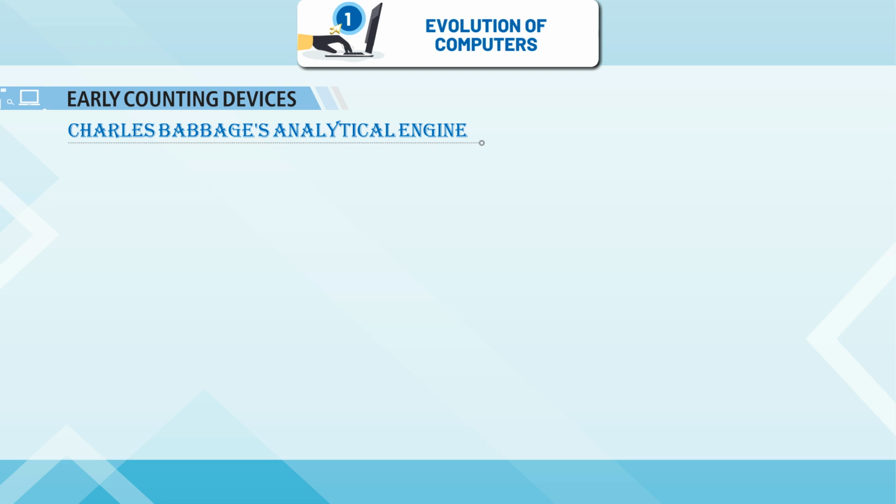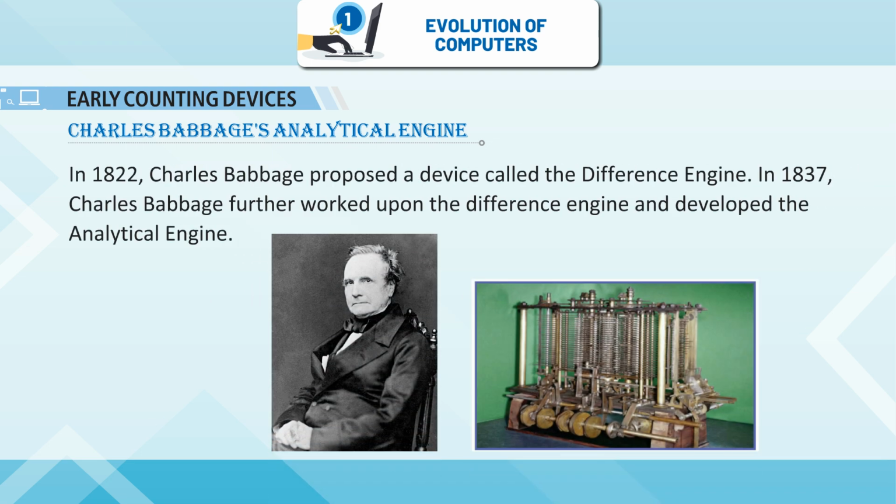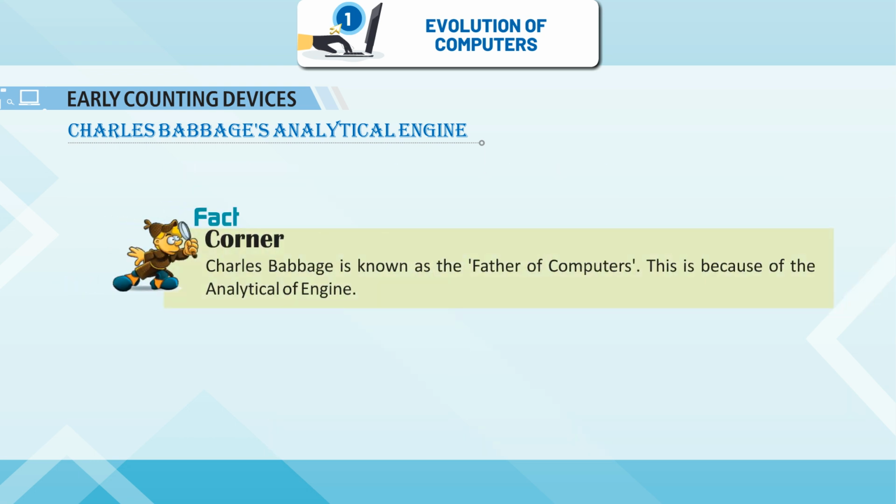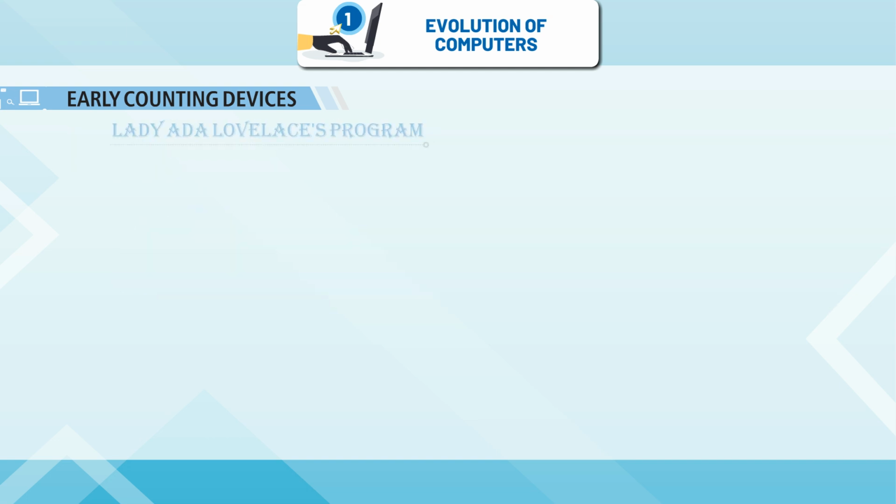Charles Babbage analytical engine. In 1822, Charles Babbage proposed a device called the difference engine. In 1837, Charles Babbage further worked upon the difference engine and developed the analytical engine. Fact Corner. Charles Babbage is known as the father of computers. This is because of the analytical engine.